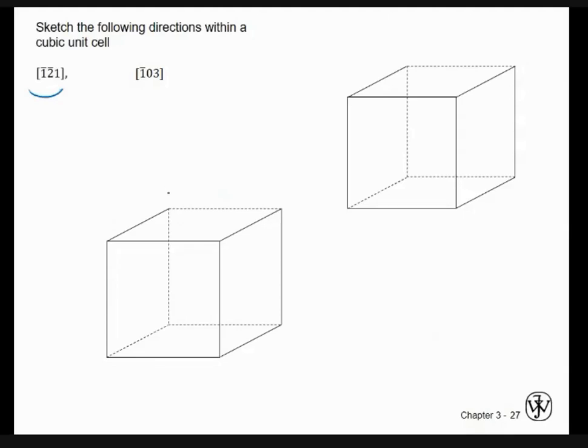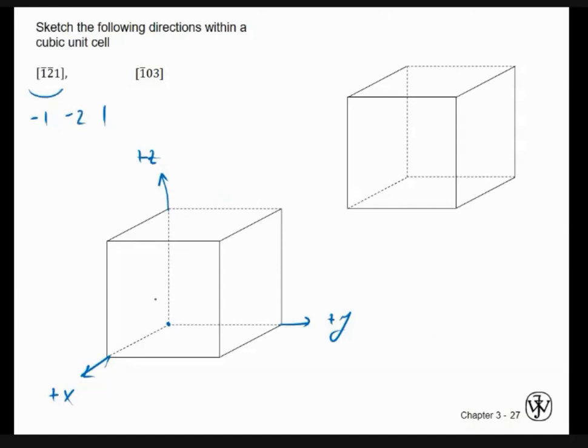As you see, the X, Y, Z axes are not given, so it's up to you to choose whatever you like to make things easier. The first, I will do this one, and I will pick this one as positive Z, positive Y, and positive X axis. This will be my origin. So what do we have? First, open the bracket: negative 1, negative 2, 1.